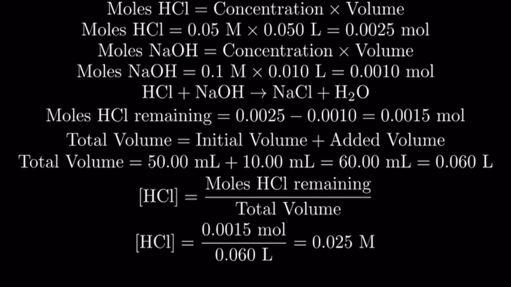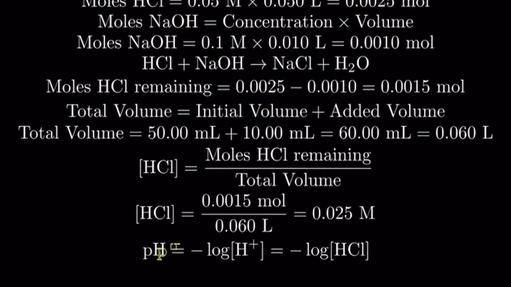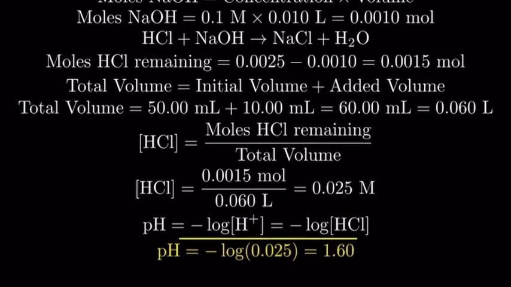0.025 molar. Finally, since hydrochloric acid is a strong acid that dissociates completely, the hydrogen ion concentration equals the acid concentration. The pH is the negative log of the hydrogen ion concentration, which is negative log of 0.025, giving us a final pH of 1.60.